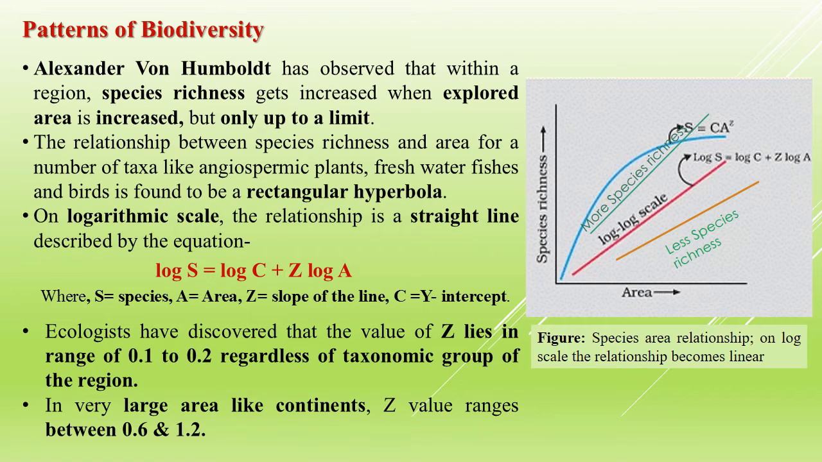If the slope is steeper, then it represents higher species richness, because considering a small area, the variety of species increases. But if the line is less steep, then it reflects less species richness. In our slide, less species richness is represented by the green line, and more species richness is represented by the orange line.